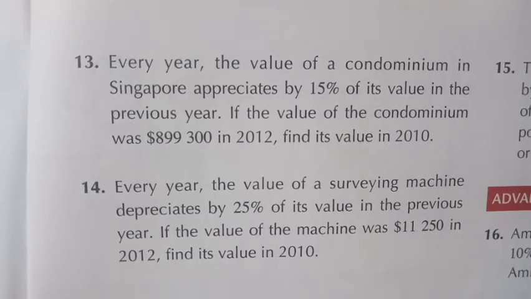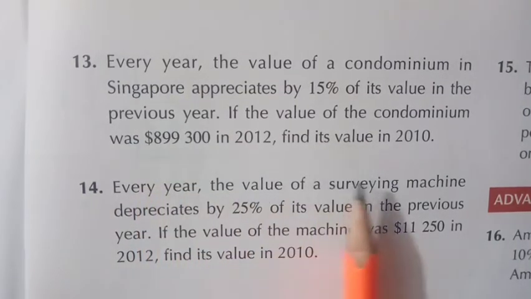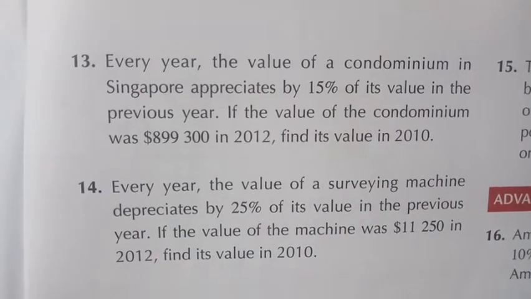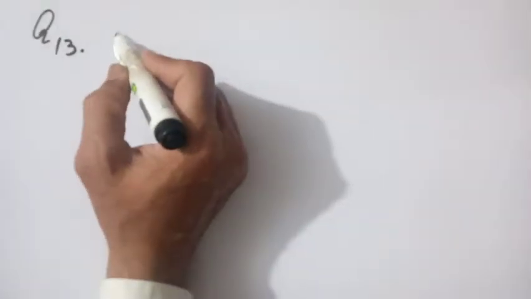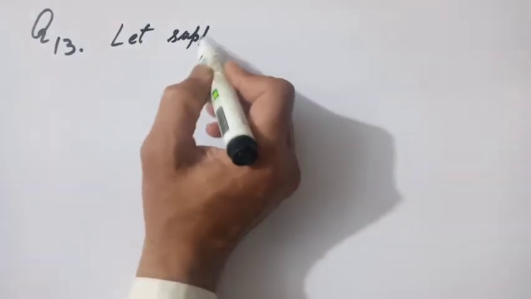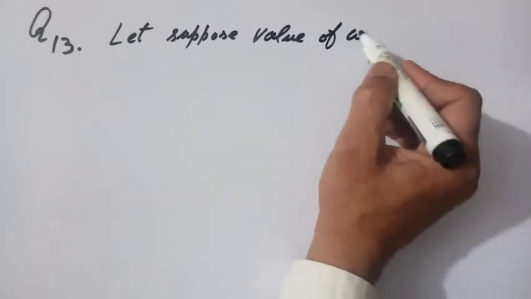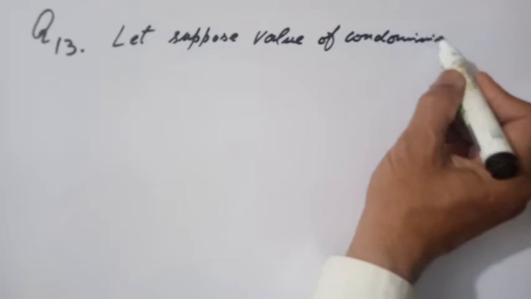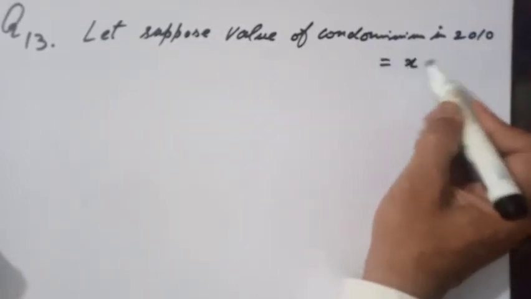So the price of 2012 is given to us, and we have to find out the price of 2010, 2 years back. Now for the solution of this question number 13, first of all we suppose the value of the condominium in 2010 as a variable, let x. Value of condominium in 2010 is equal to x.